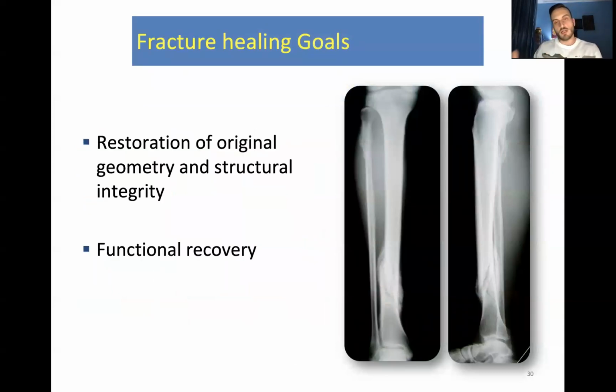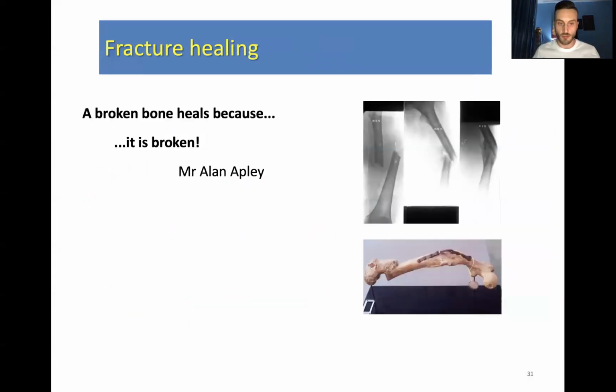So if you have a fracture, what do we really need? We have to restore the geometry and the structure, okay? The length, alignment, and rotation. These are the 3 main things in the recovery of any fracture, okay? And Mr. Apley says, a broken bone heals because it's broken. If it's not broken, it won't heal. So the first step in fracture healing is the fracture.